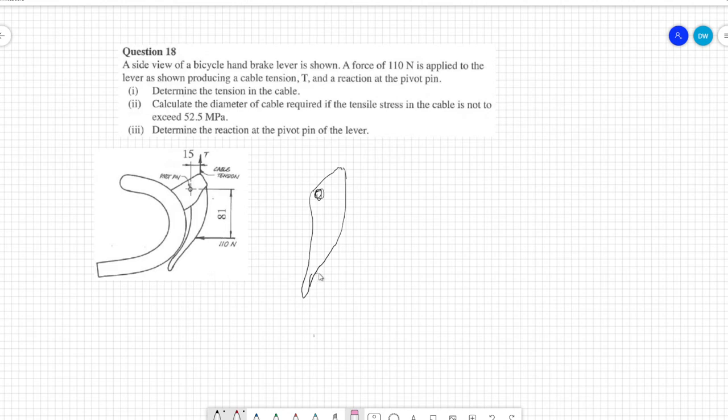As you can see here, we have a force pressing the lever, and of course it's 81 millimeters from the handle, sorry, from the pivot, and then there's also a tension on the cable, which is here is 15. Okay, so what's actually happening?